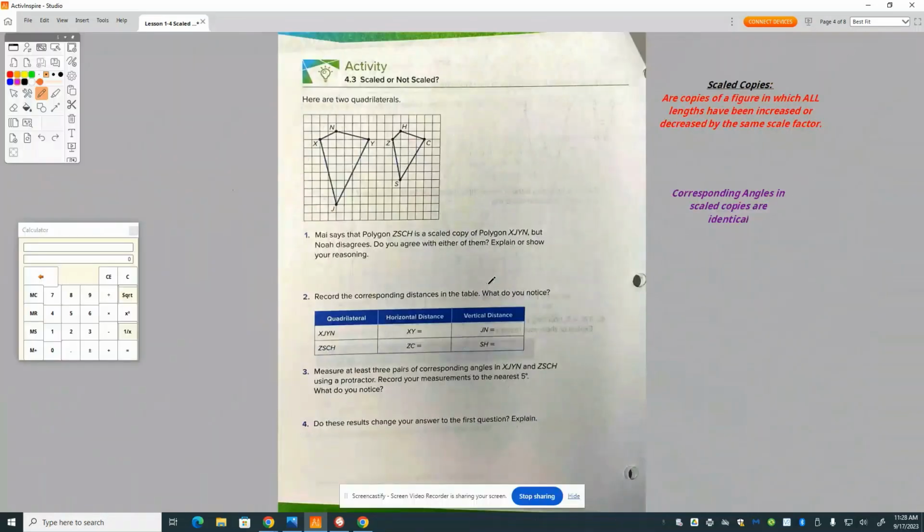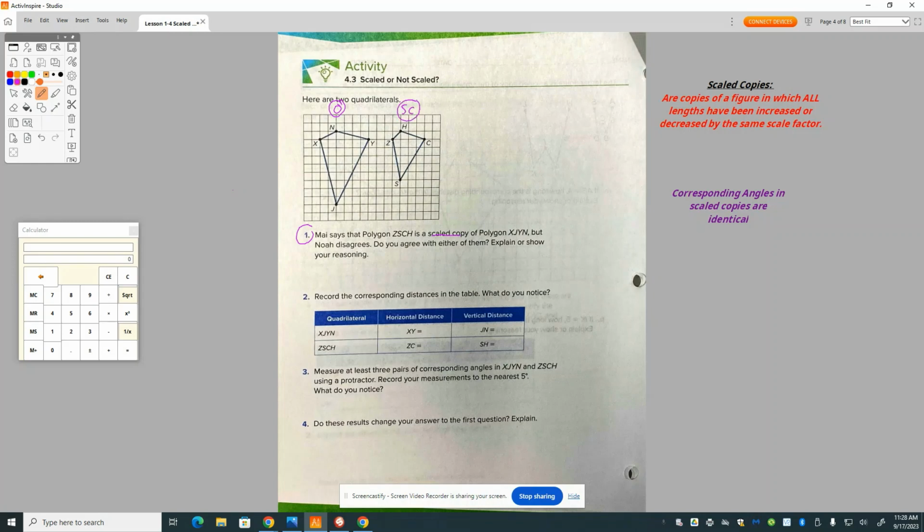So activity 4.3, scaled or not scaled. Here are two quadrilaterals. May says that polygon ZSCH is a scaled copy of polygon XJYN, but Noah disagrees. Do you agree with either of them? Explain or show your reasoning. So according to May, this would be our original figure, and this would be the scaled copy.